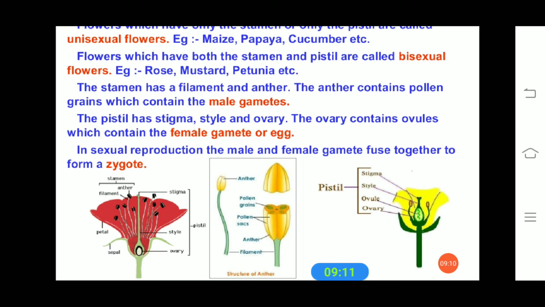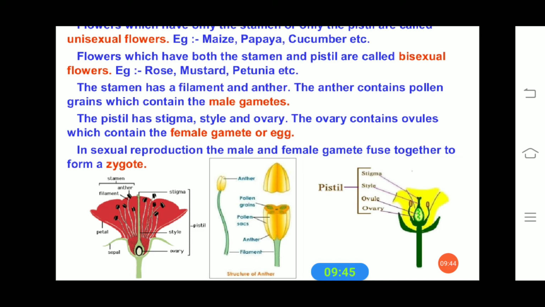Okay students, so till now you have studied male and female gametes. Now the actual definition of sexual reproduction, which is based on these male and female gametes. Sexual reproduction is when the male and female gametes fuse together to form a zygote. So you know that in sexual reproduction male and female gametes fuse together to form a zygote.